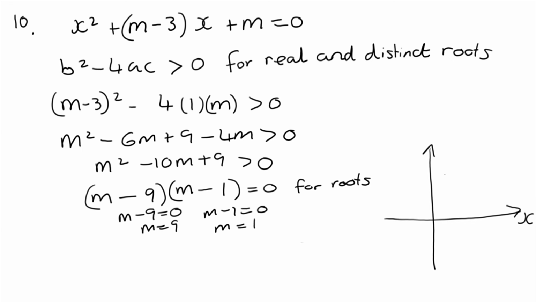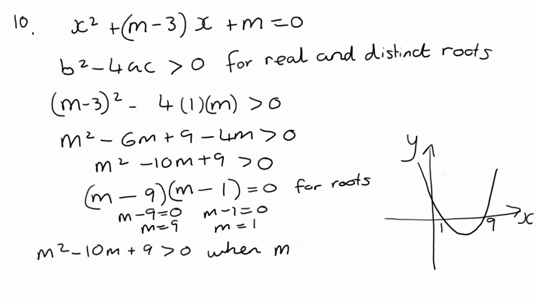Okay, now we're just going to sketch the graph. So it's cutting at 1 and 9. When is that graph above the x-axis? When is it greater than 0? So m squared minus 10m plus 9 is greater than 0 when m is less than 1 or when m is greater than 9. So that's your answer.